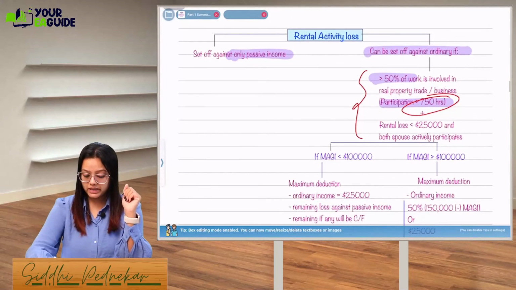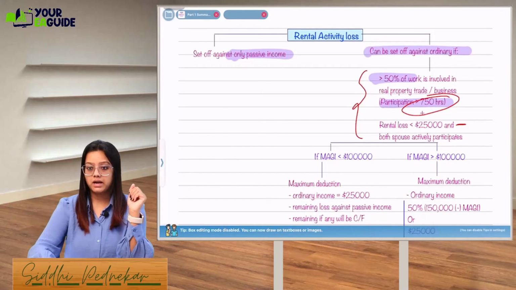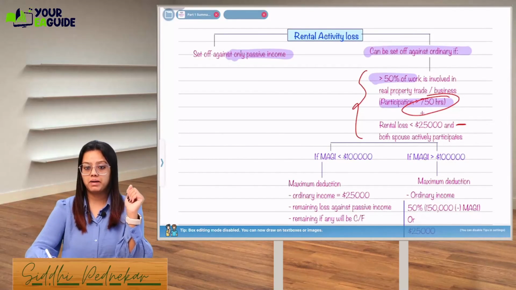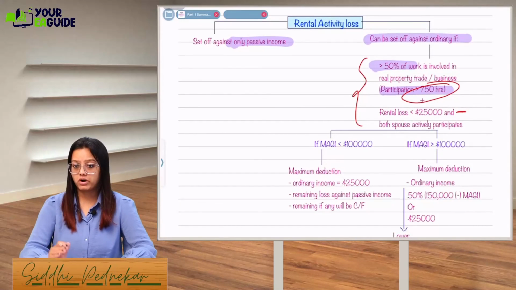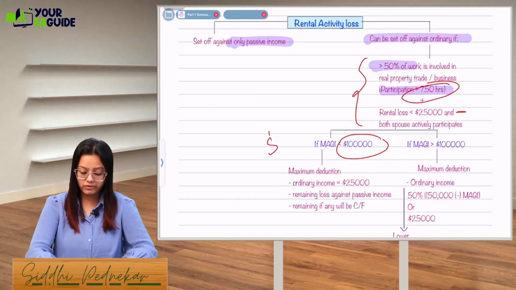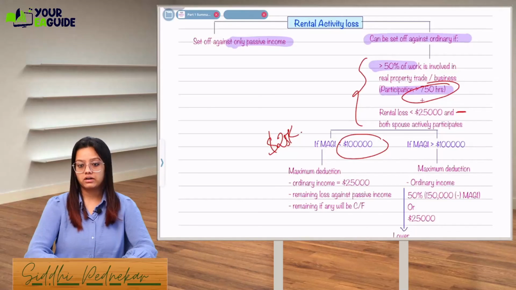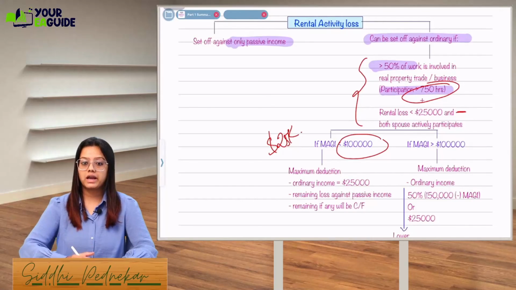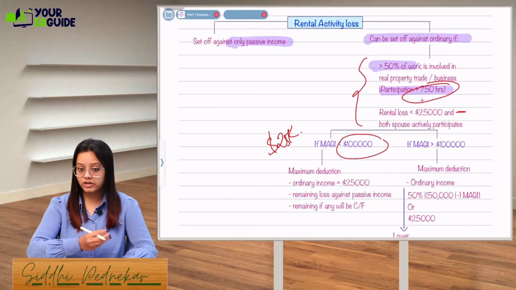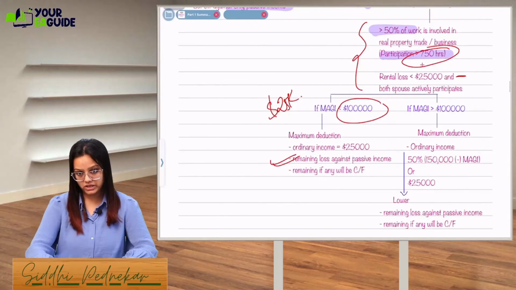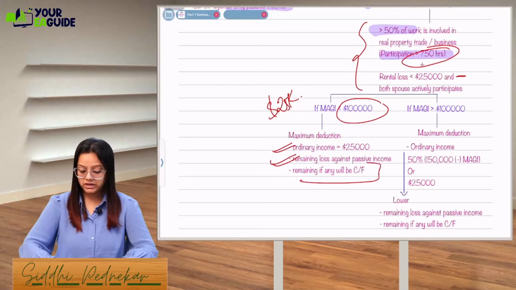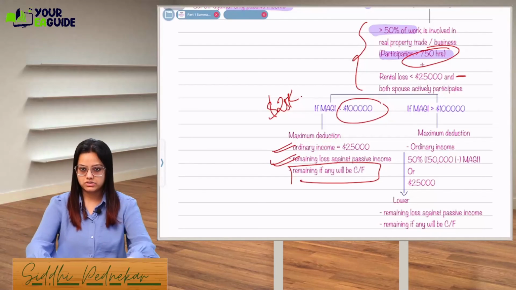Okay, so rental loss up to 25,000 can be deducted, and both spouses should actively participate. Now here the phase out limit will come into consideration. If your modified AGI is up to 1 lakh, the whole 25,000 loss you can deduct. Okay, 25,000 or the actual amount of loss, it is whichever is lower. You can set off against the ordinary income, and the remaining loss will be set off against the passive income. Okay, and then the remaining will get carried forward to the upcoming years.